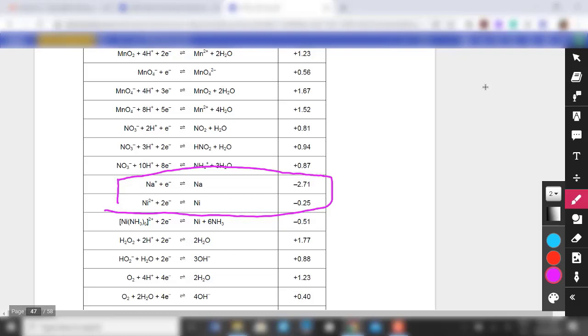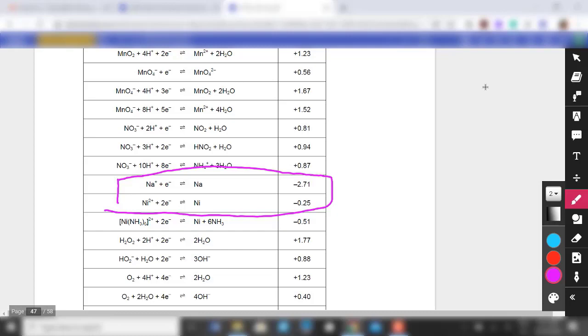Well, nickel 2 to nickel is negative 0.25. Yes, in terms of thermodynamics, nickel still has some tendency to be oxidized to nickel 2. But in that case, definitely the tendency is not as strong as from sodium to sodium plus. So because of that, we normally draw the conclusion that the more negative the reduction potential is, okay, the more reducing is the metal itself.